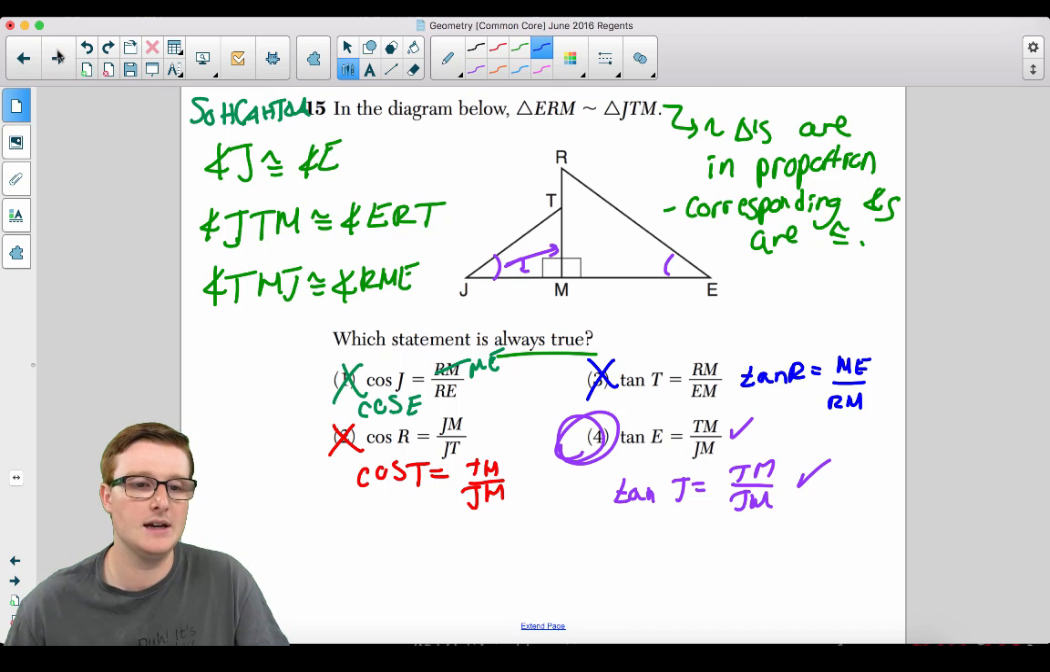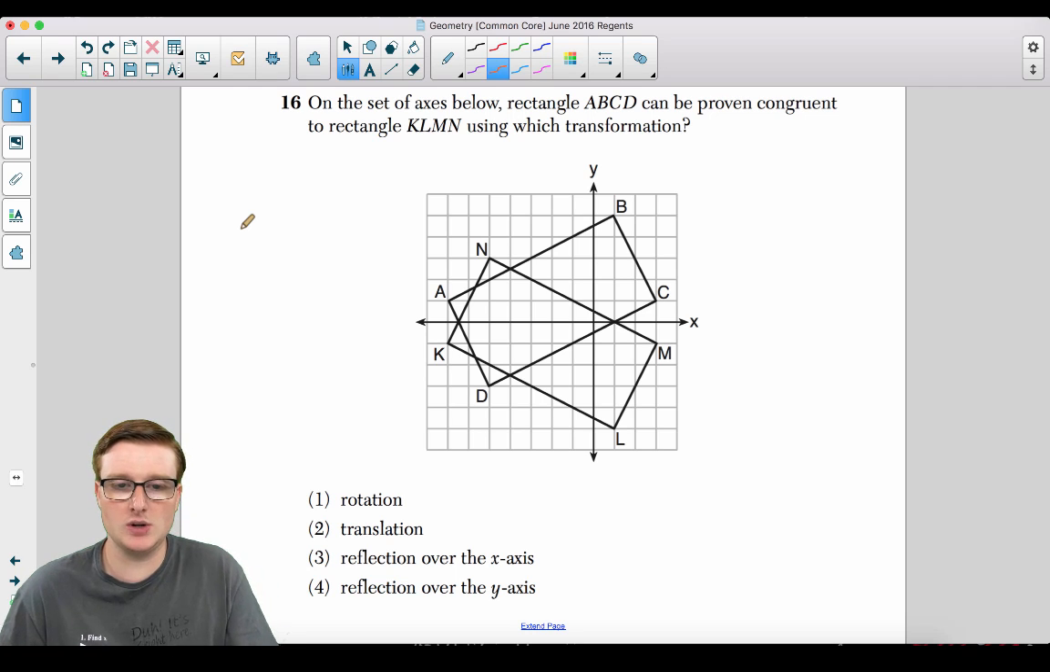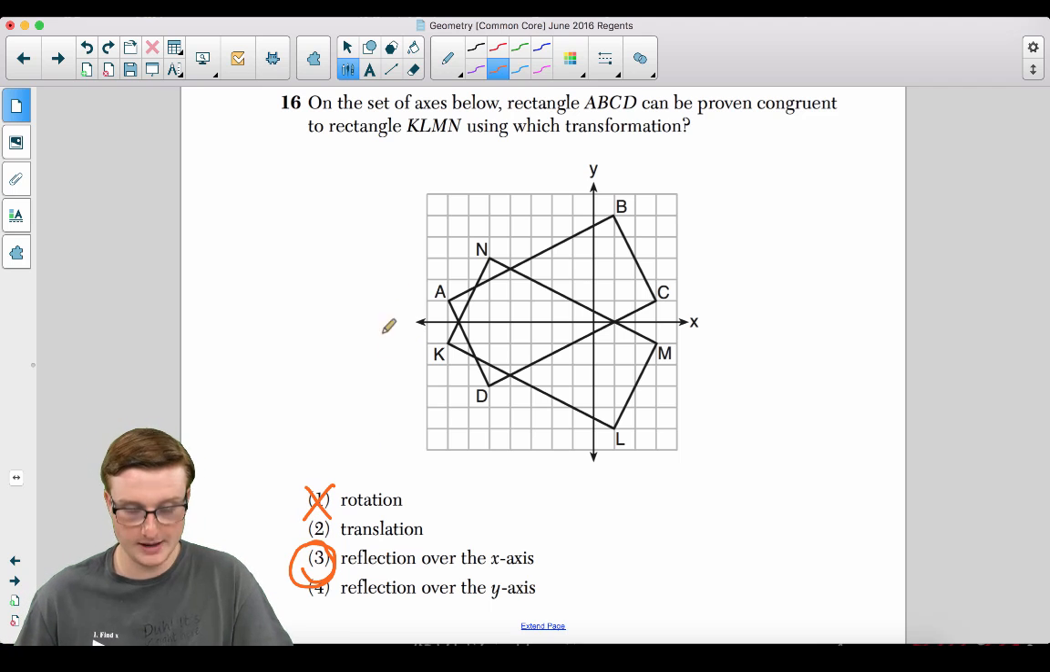All right, moving on. Number 16. On the set of axes below, rectangle ABCD can be proven congruent to rectangle KLMN using which transformation? So one of the most common mistakes with this question is people picked rotation. And it certainly does look like a rotation, but it is not a rotation. It is actually a reflection over the x-axis. And I'll be happy to show you why.